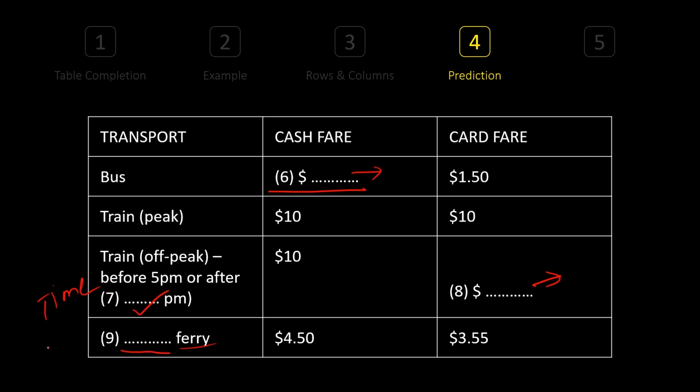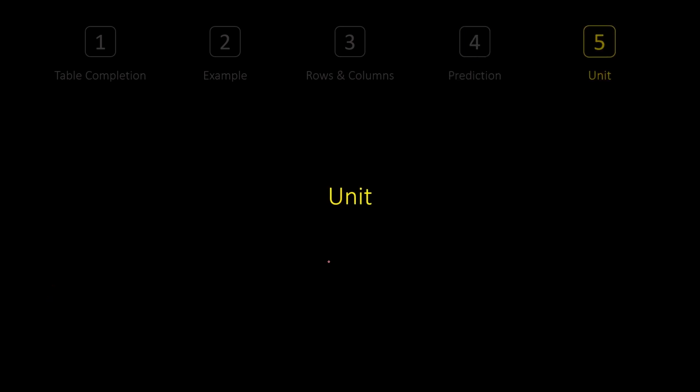So hence you won't expect a number here. If you expect a number, it's incorrect. If you expect a time, it's incorrect. You have to expect a type of ferry. This expecting is called predicting. It helps you to listen to the audio and come up with the answer. All right. The last but not the least is the unit.